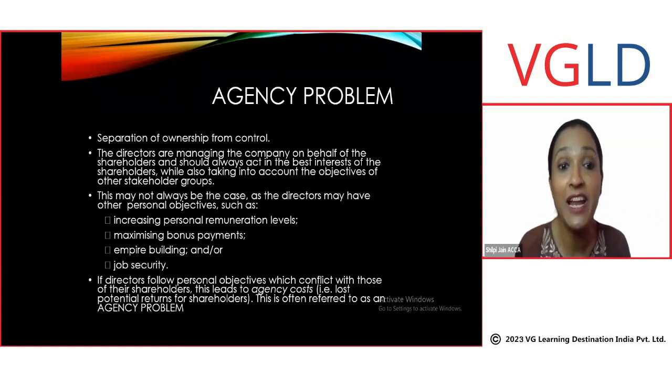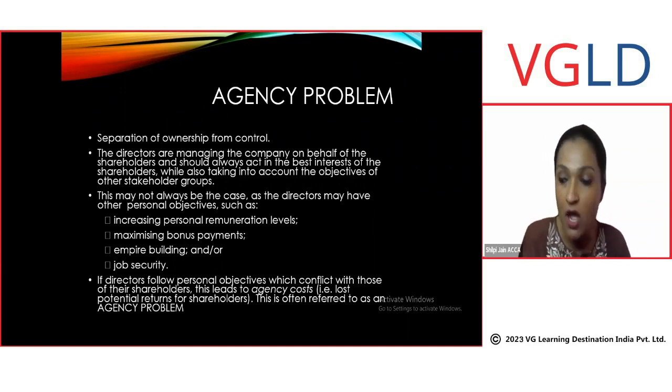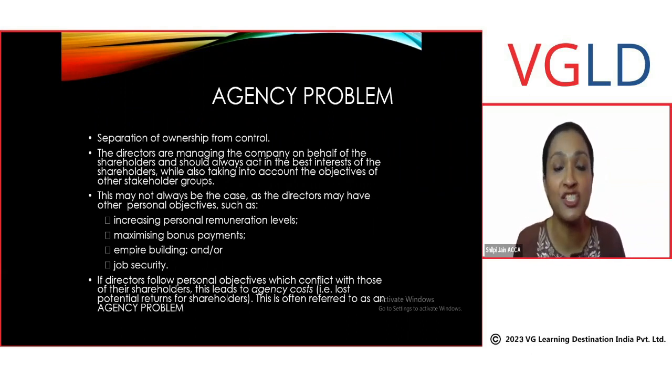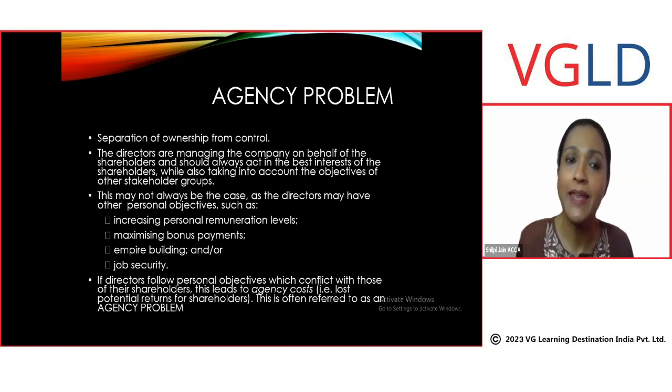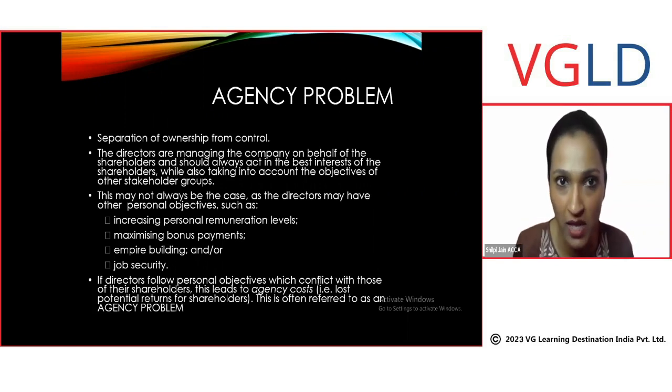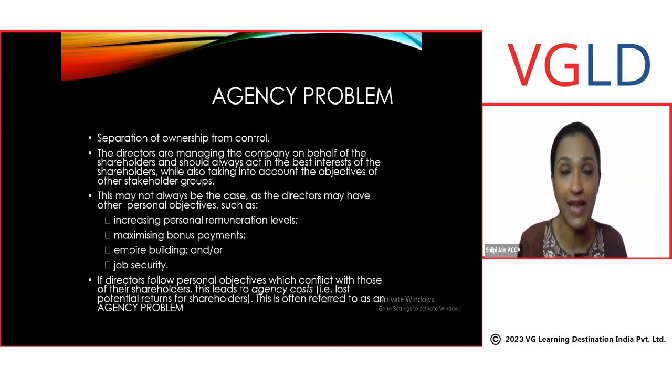So yes, we've clearly seen that there is a separation of ownership from the people who are controlling the organization. And this, with their own personal agendas, leads to a problem called the agency problem. I've already explained what the agency problem is, but you need to tell me what the practical ways are in which you can possibly reduce this agency gap.